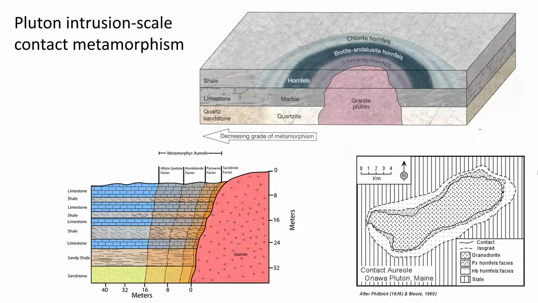Looking again at the example on the top right, near the granite pluton, the limestone is metamorphosed to marble, and the quartz sandstone is metamorphosed to quartzite. There are some other examples of zoning shown on the bottom two images of the slide.